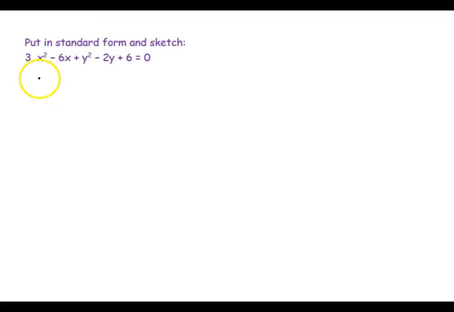So here are the steps you're going to take. The first thing you're going to do is separate your x's and y's. If you have any plain numbers, like this 6 right here, that doesn't have a variable with it, you're going to move it to the other side. So I'm going to have to subtract that 6 over. So my first step, I'm going to say x squared minus 6x. I'm going to leave some space. Then I'm going to put y squared minus 2y. And then I'm going to leave some space. And then I'm going to have that 6 subtracted to the other side. And so I have the minus 6 over there.